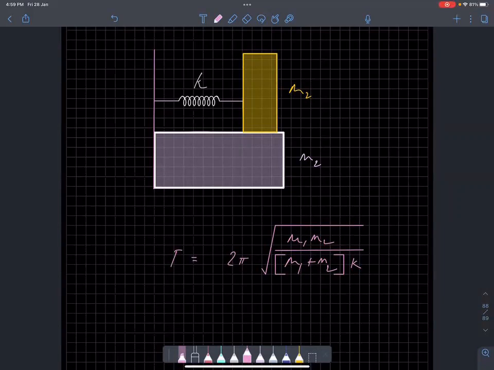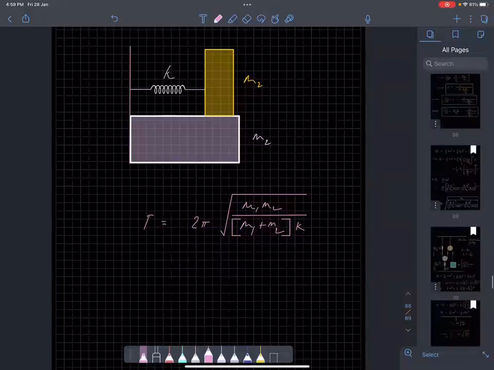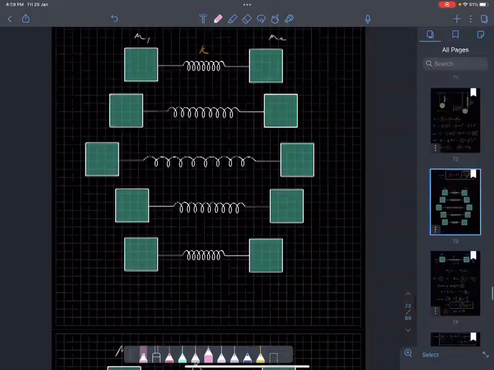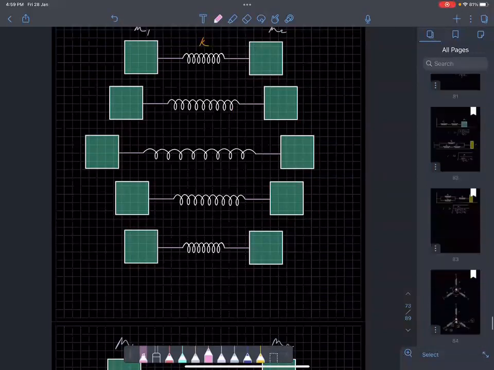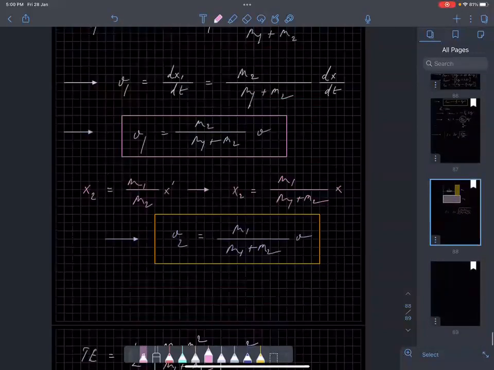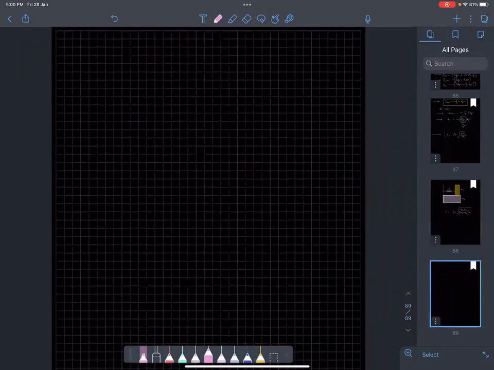How much? M1 x1 square, M2 x2 square, x1 plus x2 is the extension of spring. Same story that we saw before, like this problem. So that situation is also different. Only thing is design is changed. Instead of giving masses side by side, here masses are on top of each other. Clear?